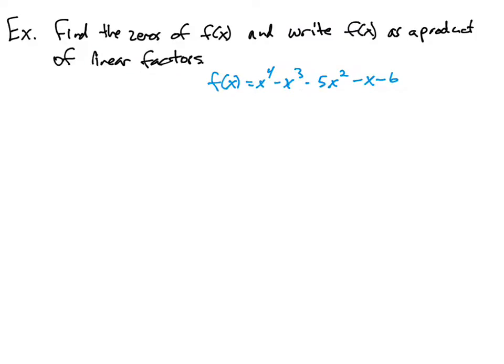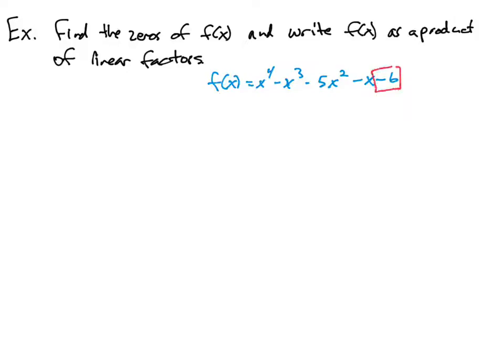All right, another example says to find the zeros of f of x and write f of x as a product of linear factors. So here's our function. Now, again, this has 5 terms and it's 4th degree, so we can't use any of the quadratic strategies here. And because it has 5 terms, we cannot even attempt to factor this by grouping. So the rational root test is really the only thing that we can do here.